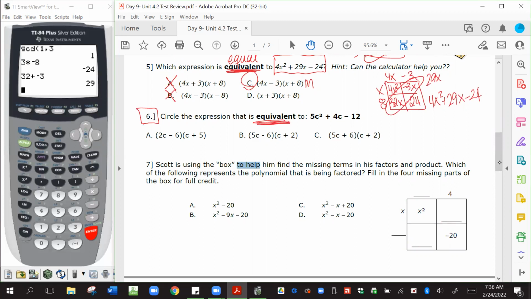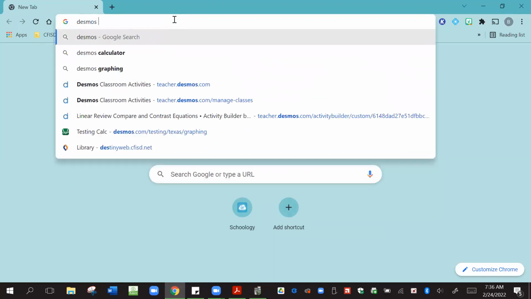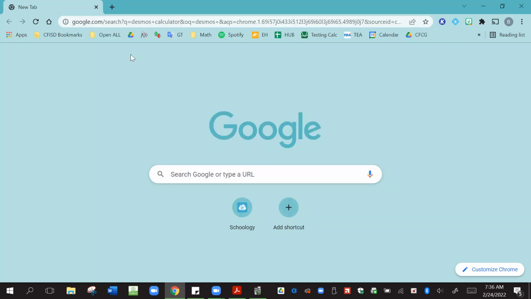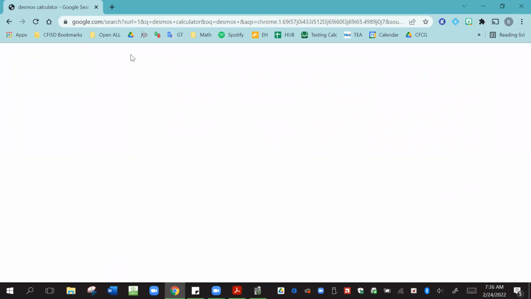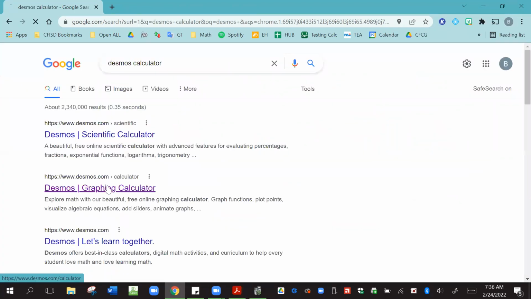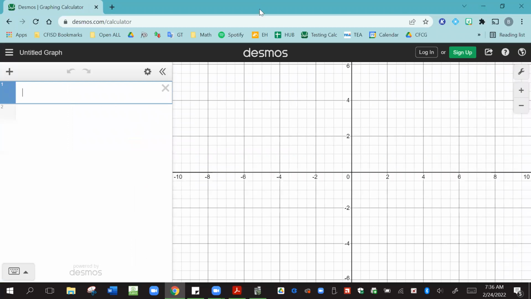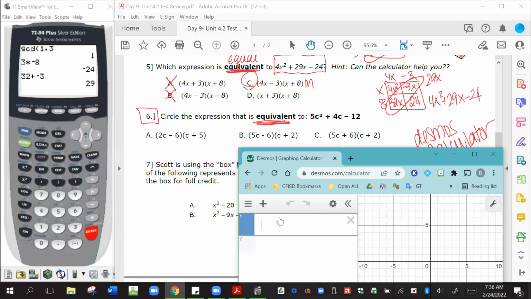If you do not have a calculator at home, you can go to Desmos calculator. Okay, I'll even show you what that looks like. You can literally just go to Desmos calculator right here. Okay, you want a graphing calculator. And I'll show you what to type in. So this is just like our calculator, to the point that we want to have the first one in. So I'm going to type in my 5, and you can put C's on this one.